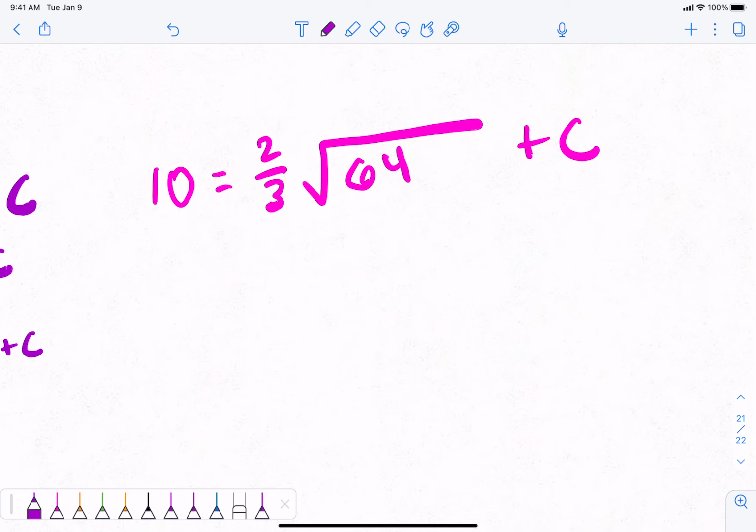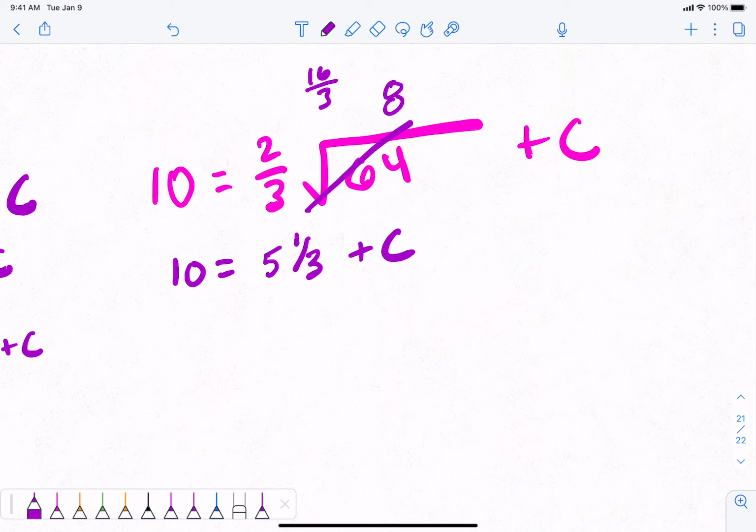Are we good so far? This is 8. What's 2/3 of 8? 2/3 of 8 would be 16 over 3. 16 divided by 3 is 5 and 1/3. That's really gross. They didn't give you nice numbers.